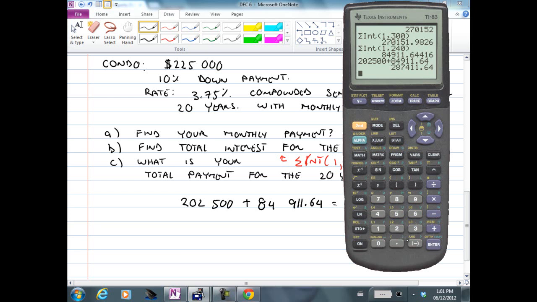So that's why some people wait until they have a lot of money. And they say, okay, now it's time to buy it. That way they pay less interest.